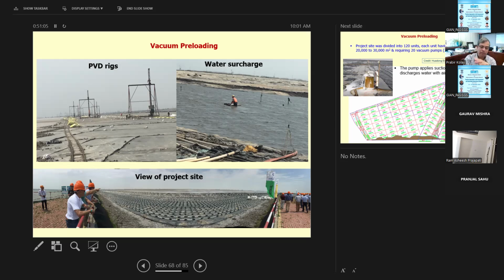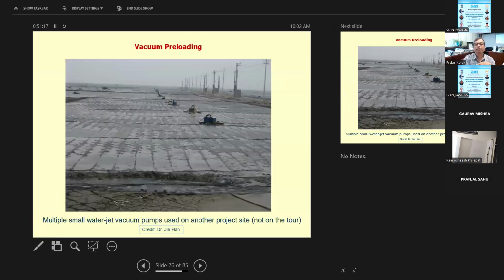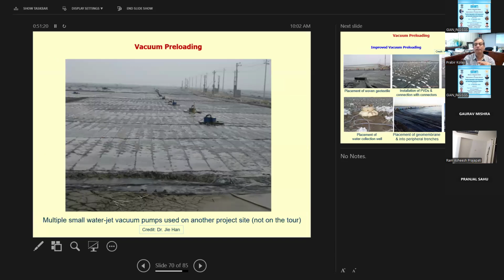to consolidate the area. Okay, so this is the planned area, as I mentioned. This is how the water is coming out using this PVD and surcharge load and using vacuum. This is a huge area, it looks like.